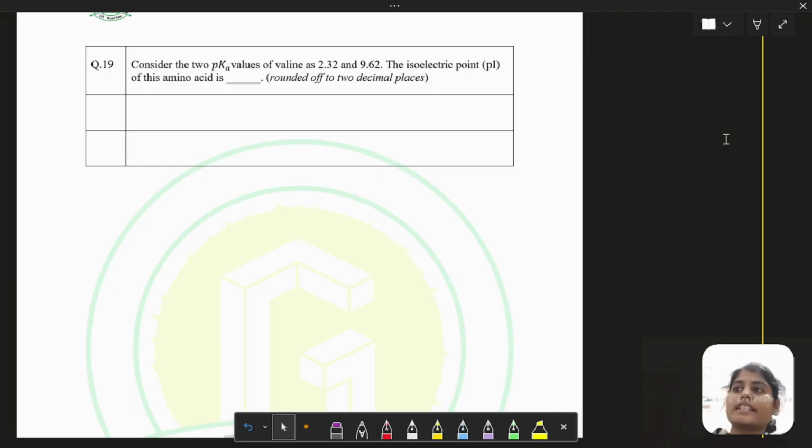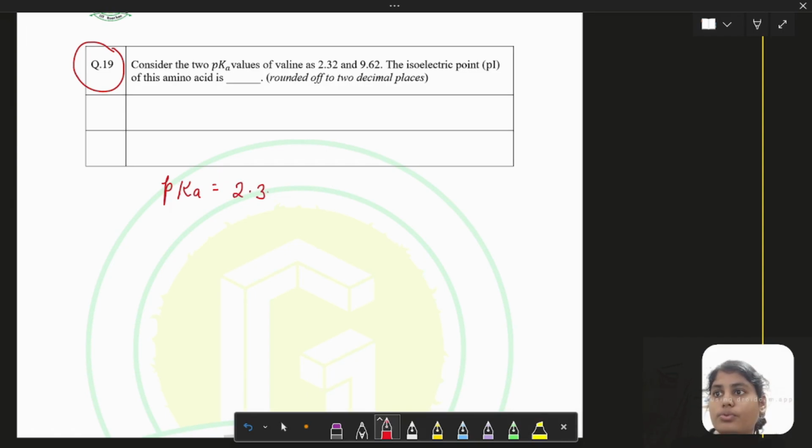So today we are going to solve question number 19, in which the question paper asked us: consider the two pKa values of valine as 2.32 and 9.62. Valine is an amino acid.